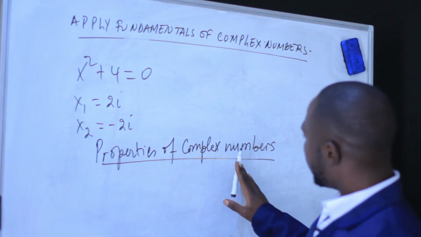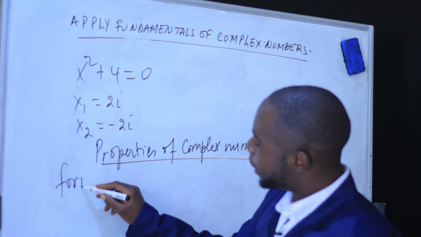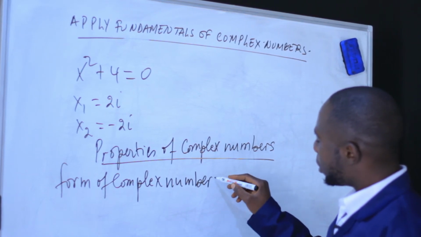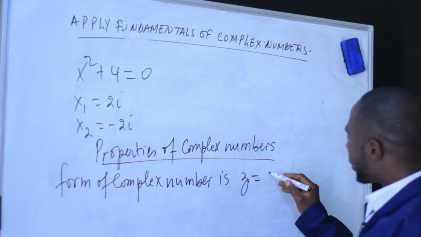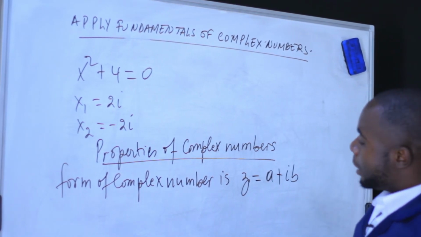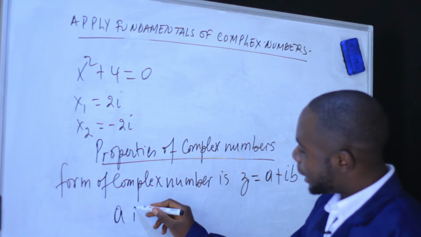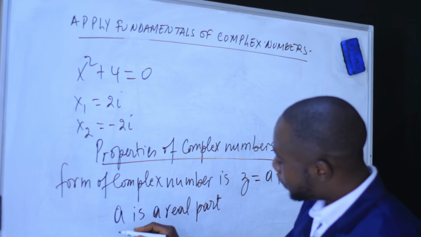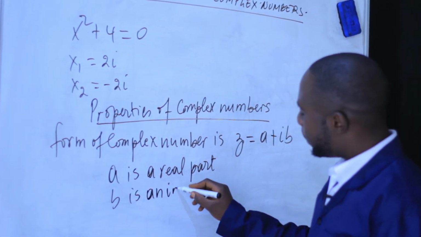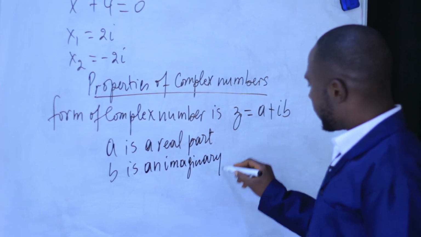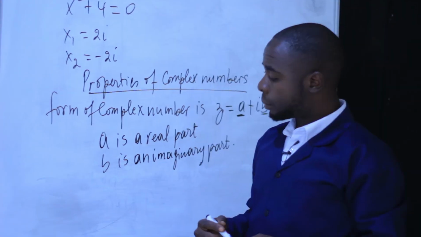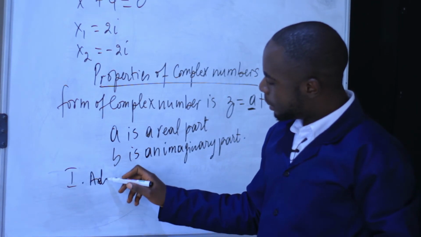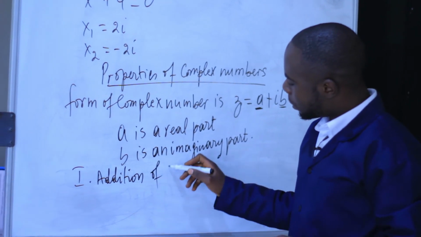Before talking about the properties of complex numbers, the form of a complex number is Z equal to a plus ib. This means that a is the real part, while b is the imaginary part. Properties of complex numbers. Let's start with addition of complex numbers.